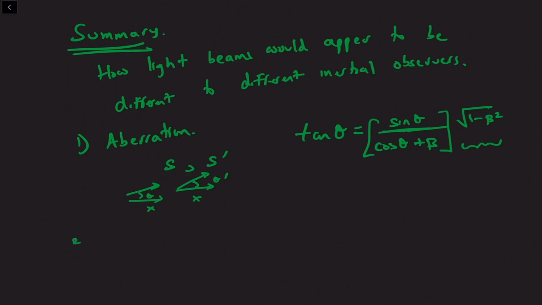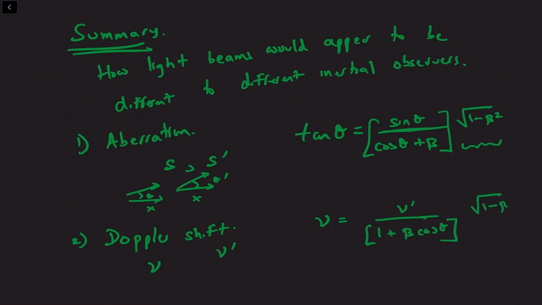The other thing that we saw is a Doppler shift. That is, if the frequency as seen by S prime is nu prime, the frequency as seen by S would be nu, and nu would be related to nu prime through this relationship times the square root of 1 minus beta square. Again, this part over here is exactly what we expect in Galilean relativity. The square root of 1 minus beta square is something new that's only seen in special relativity.